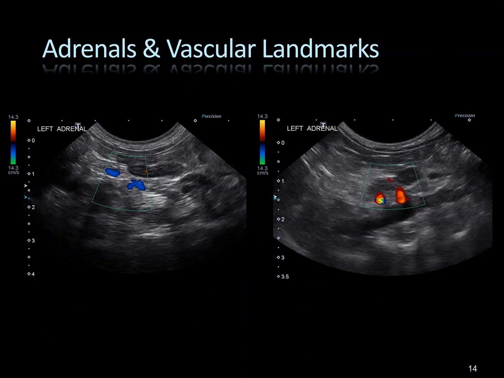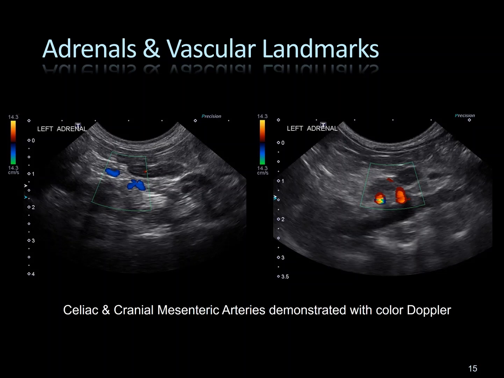So to put that in imaging context, on both of these images I have color Doppler on, and the two colorful blotches are the celiac and cranial mesenteric arteries. The celiac is more cranial, so the left side of the image. Just behind that is the cranial mesenteric artery. Those are the two vessels as they come off the aorta, and just caudal to those big vessels is the left adrenal gland. So they do make for a good landmark. If you can find them, you should be able to then find the left adrenal gland. There that is.